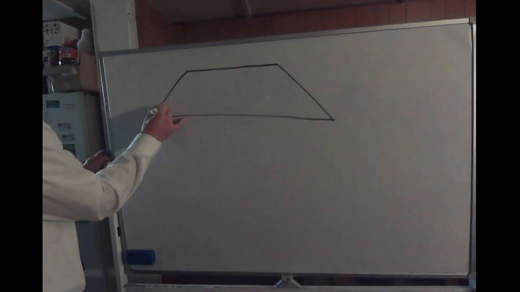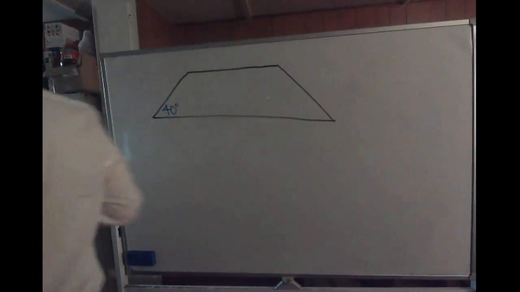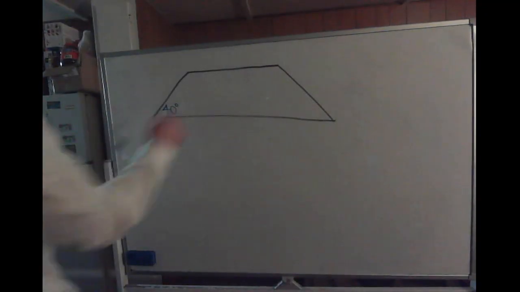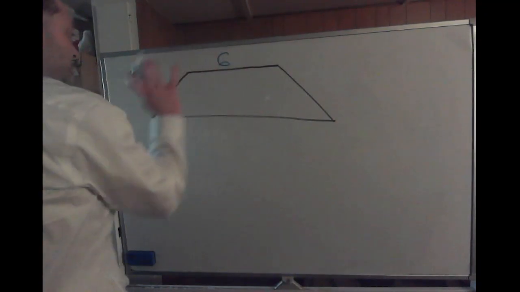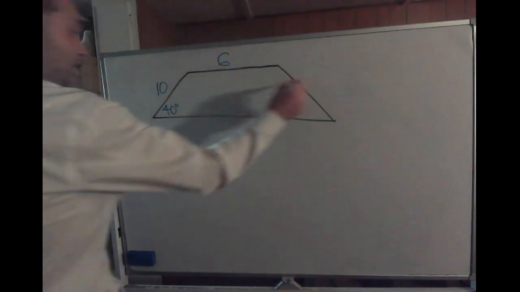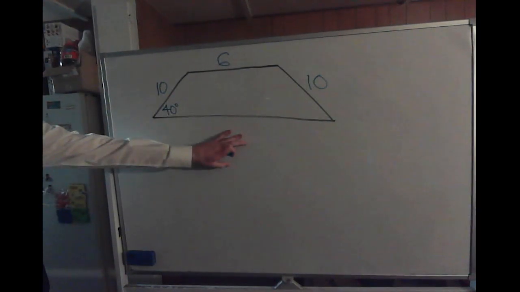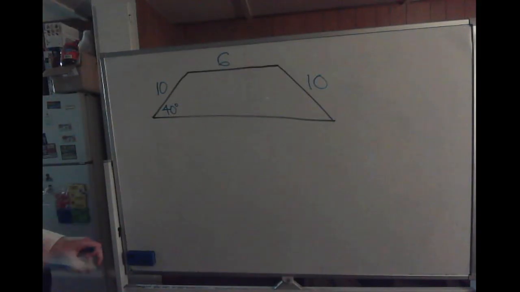So this angle here is going to be 40 degrees. The length of the top base is 6. The length of these sides is 10. What we are missing is the length of the height and the length of the bottom base. Without those two things, we have no hope of finding the area.